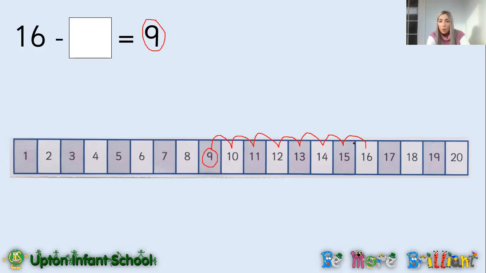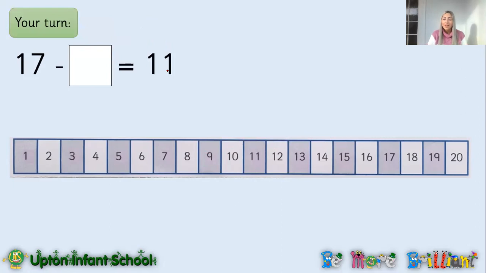I'm going to circle it still because it's my answer. I jumped back 1, 2, 3, 4, 5, 6, 7. So I'm counting those jumps. I put a dot in between. I know that there were 7 that drove away. 16 take away 7 equals 9.